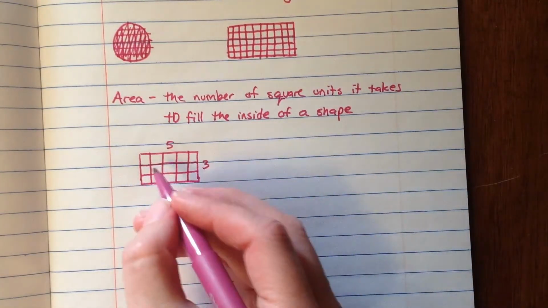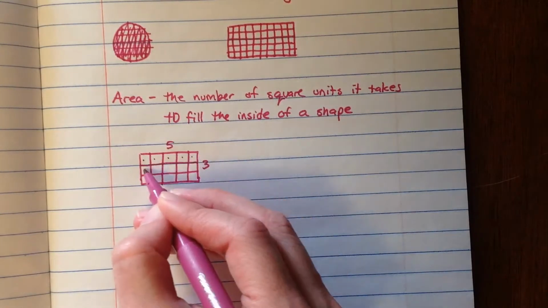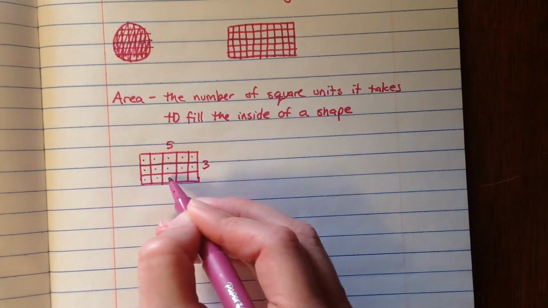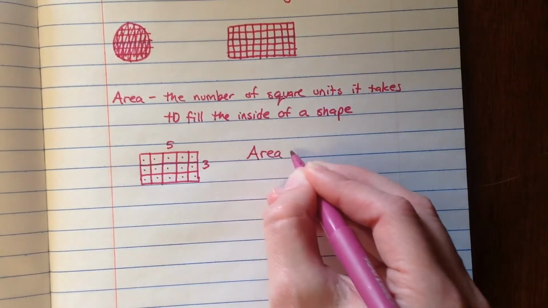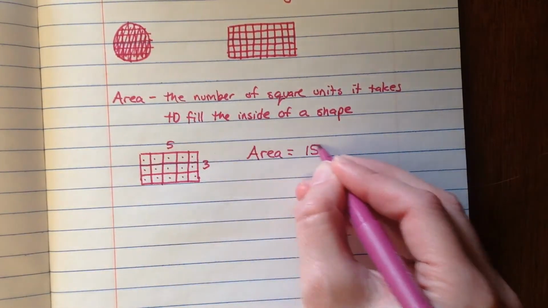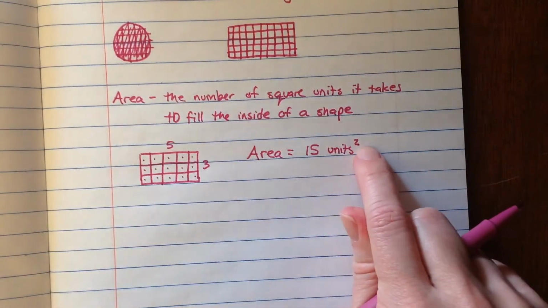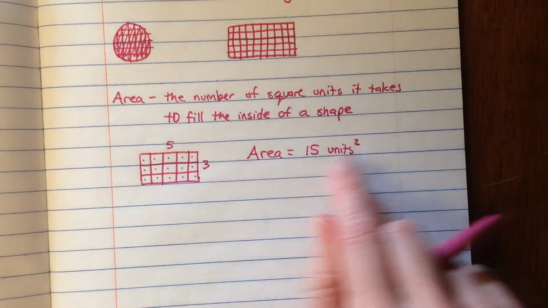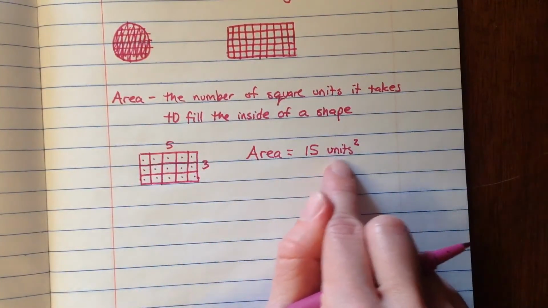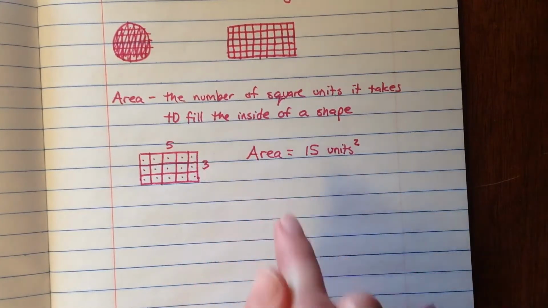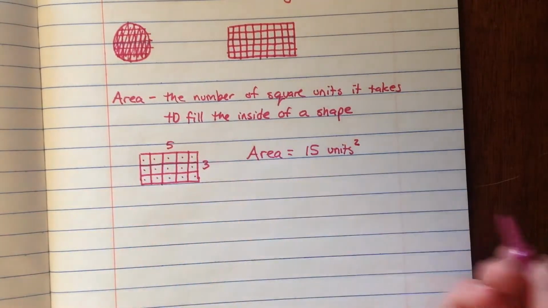Now, one thing I could do is just count. How many squares does it take to fill up the shape? 1, 2, 3, 4, 5, 6, 7, 8, 9, 10, 11, 12, 13, 14, 15. So the area of this rectangle is 15 units squared. Remember, for area, we always put that 2 up at the top. We don't know whether these are inches or feet or centimeters, so I'm just going to put units. But there is a much quicker way of figuring out area rather than just counting, although counting is totally fine.